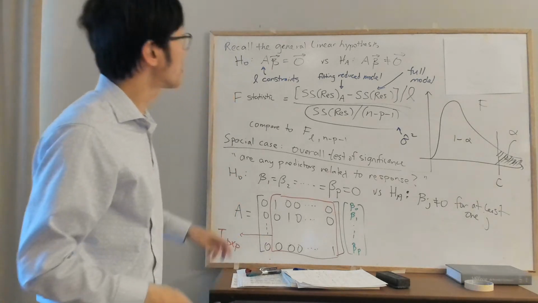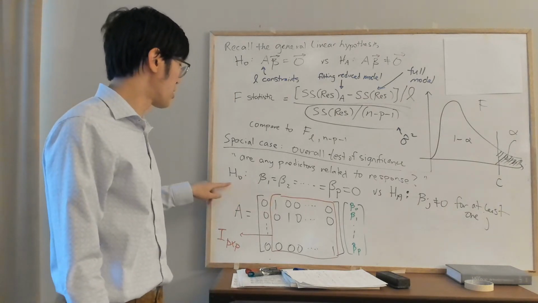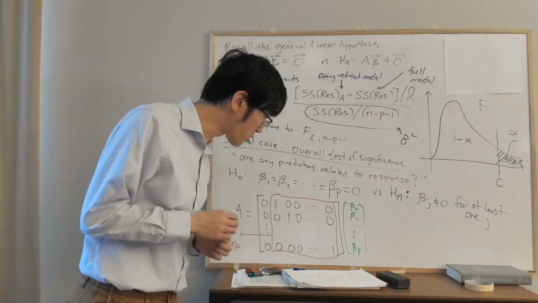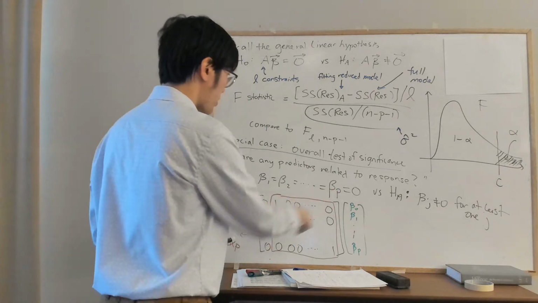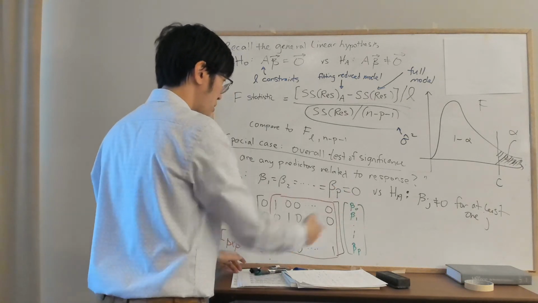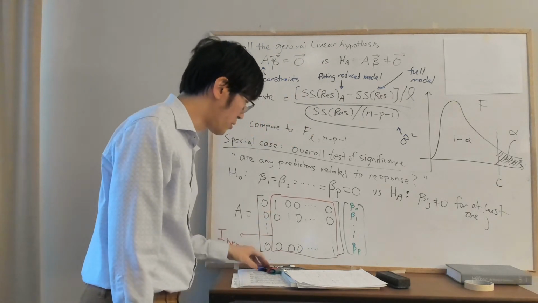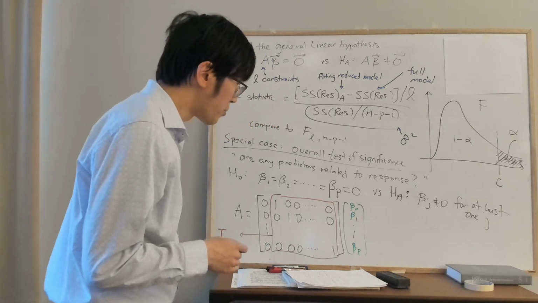So that's how we can write this overall test of significance in general linear hypothesis form. That's matrix A. When you multiply this times the parameter vector, the hypothesis is that this gives a vector of zeros, and indeed there are p constraints here.